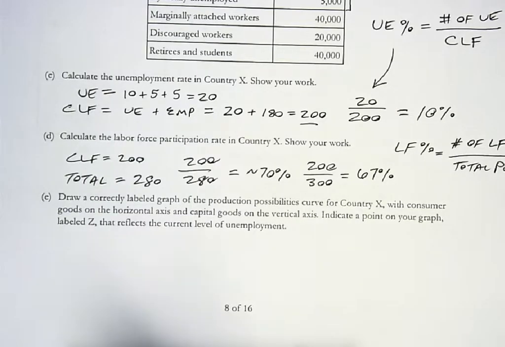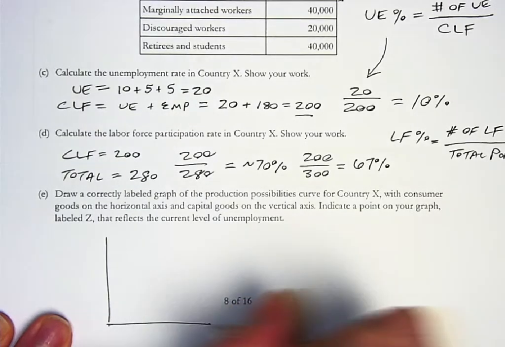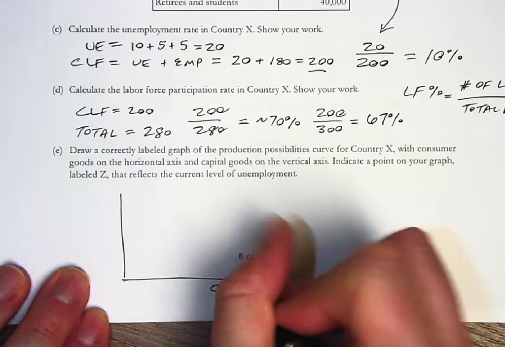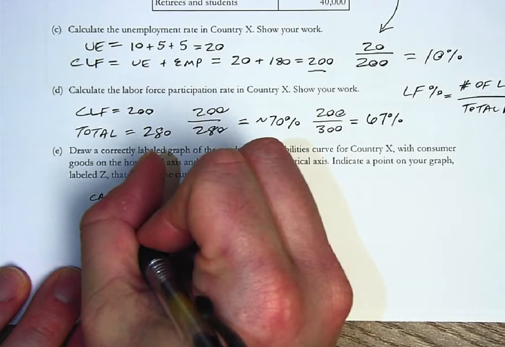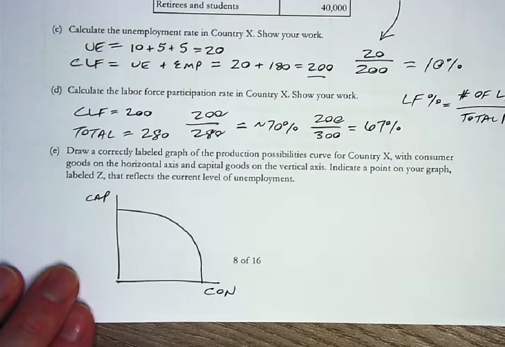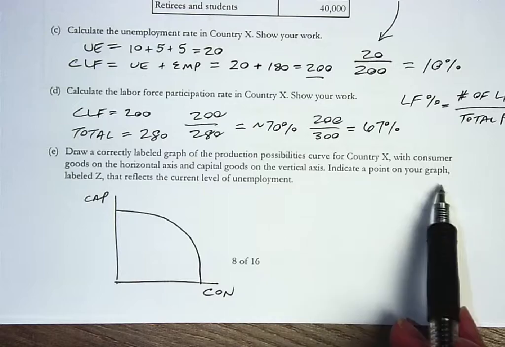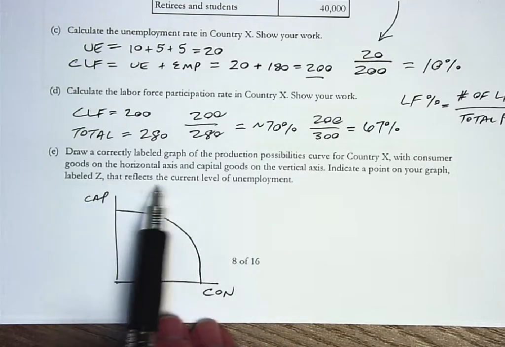Okay. Now let's take a look at part E. Draw a correctly labeled graph of the PPC for country X with con on the horizontal and cap on the vertical. Okay, I can do that. That's pretty straightforward. More last semester stuff. Okay, and we'd put a little curved line because it's a country, so we assume there's some maldistribution of inputs.